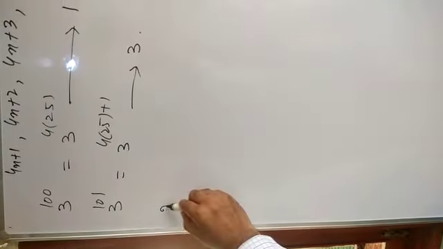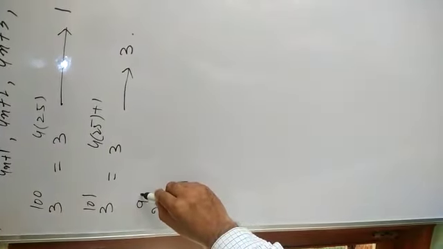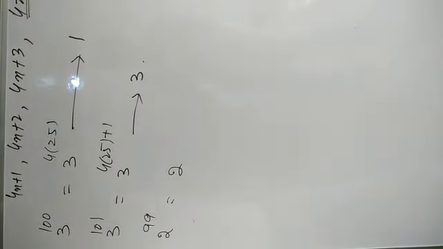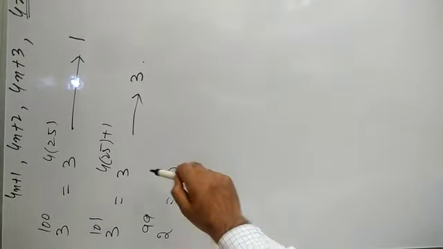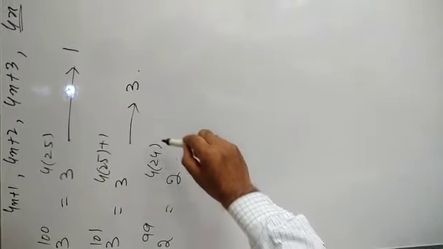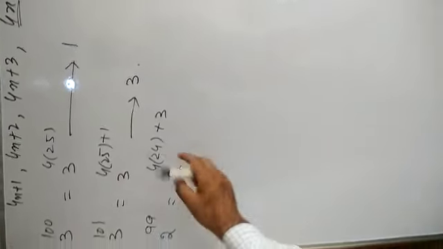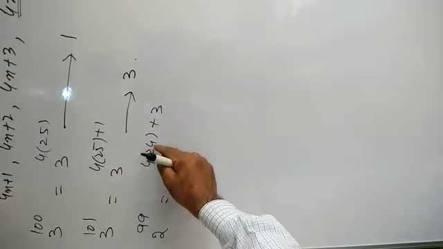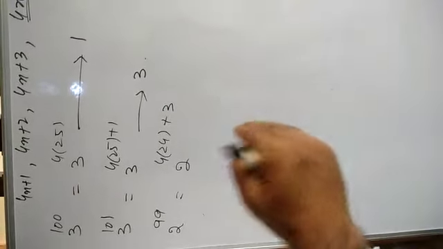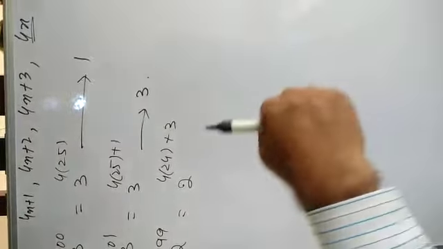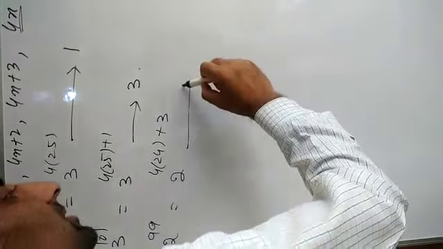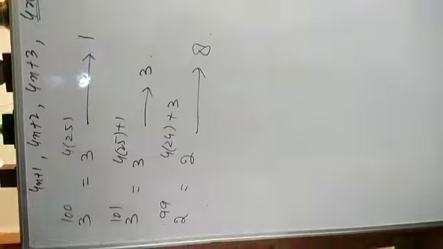For some examples, suppose 2 raised to power 99. So divide this 99 by 4. So this would be 4 into 24 plus 3. So this is of the form 4n plus 3. So how many times is 2 repeated? It is 3 times. So this is 2 into 2 into 2. So 2 into 2 is 4. Then 4 into 2 is 8. So the last digit of this number will be 8.